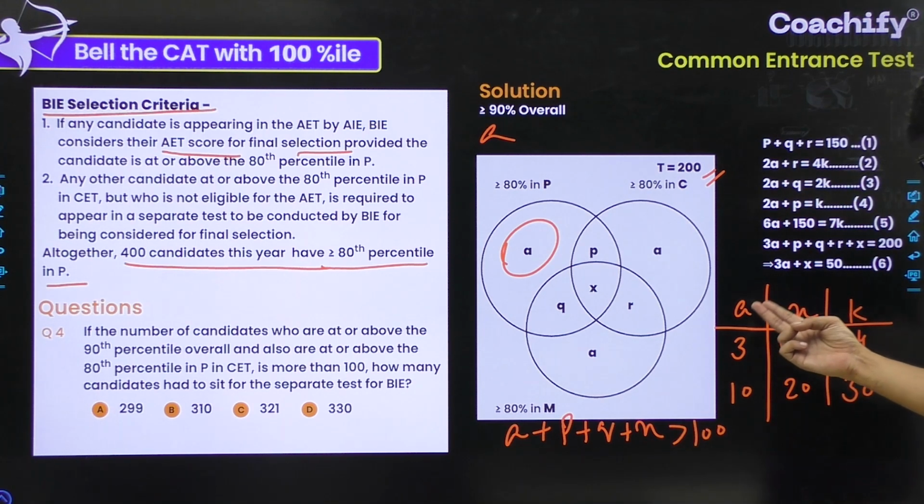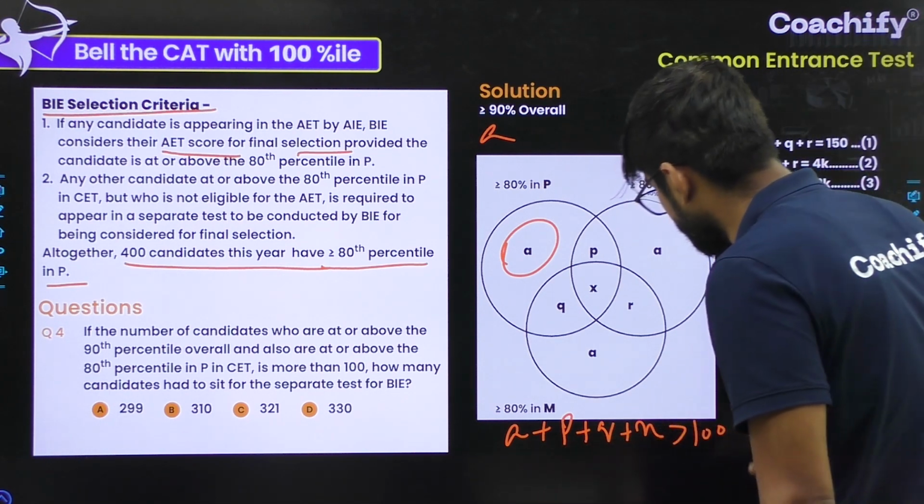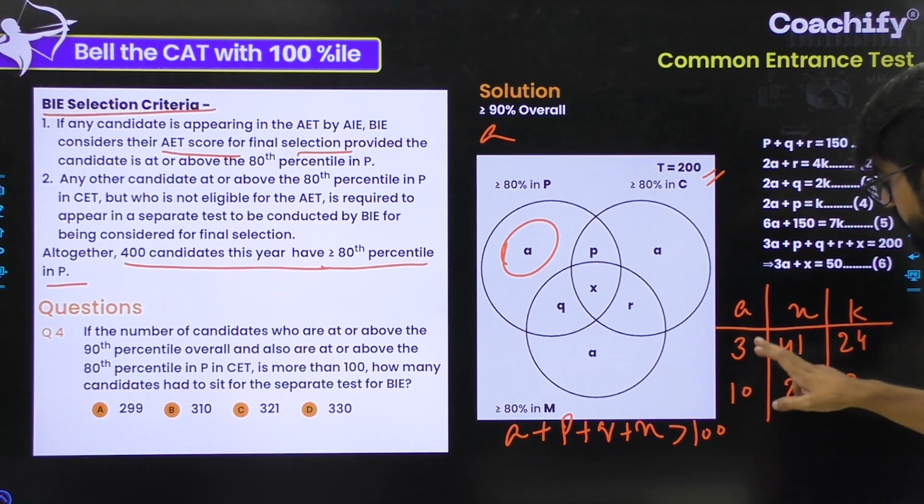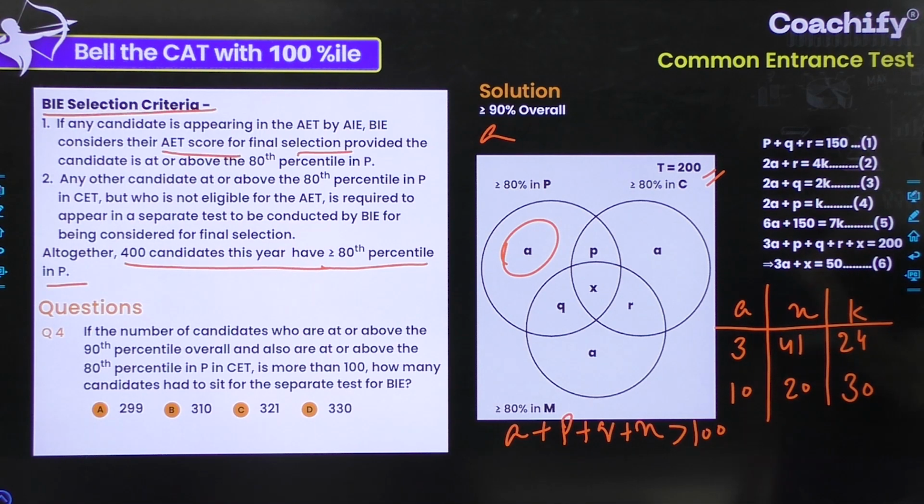Now we have 2 values of A. Corresponding to that, we have 2 scenarios for all the values. Let's have a look and let's find out for which value of A we will get this condition satisfied. When we take A as 3, X will be 41, right? What will be the value of P and Q? So let's find out R and subtract it from P plus Q plus R. So how can we find R? From equation 2, we can find R.